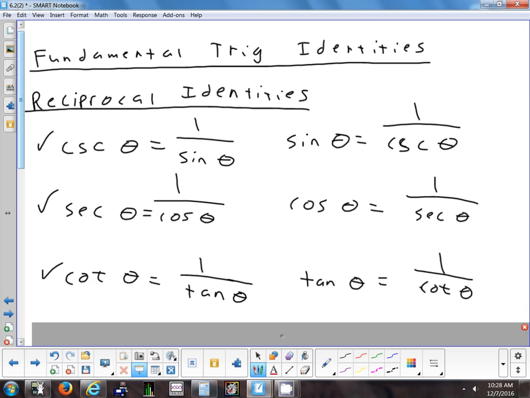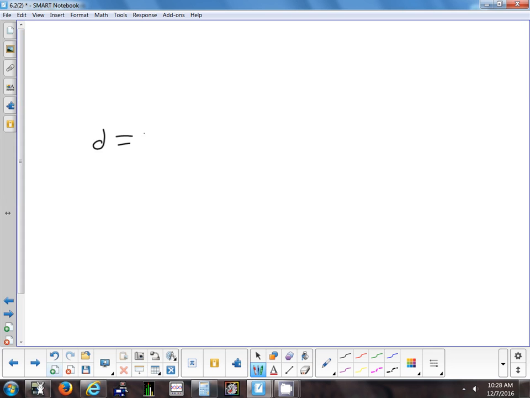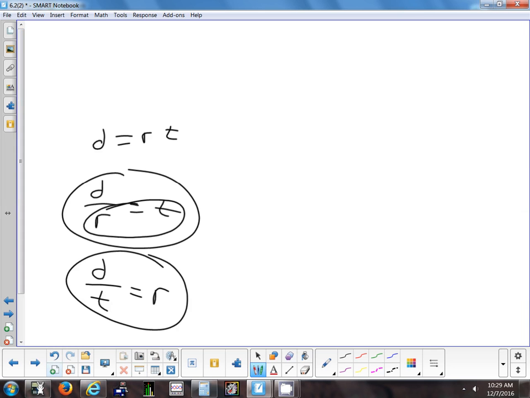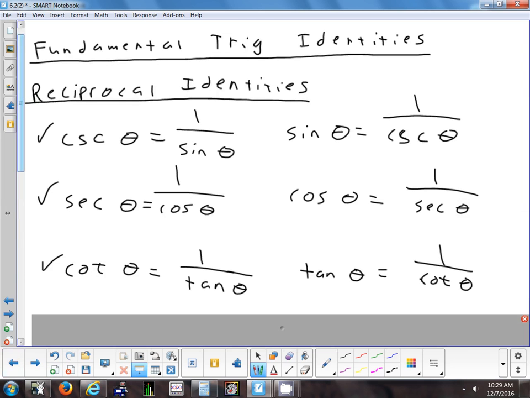If you're considering those other 3 as different than the first 3, that would be like if I gave you this, and you said that this is different than this. They're just rearranged. They're the same basic formula. You can always switch the denominator and what's on the other side and get a different version. So these are really 3 reciprocal identities. The other ones are the same equation, just changed a little bit.